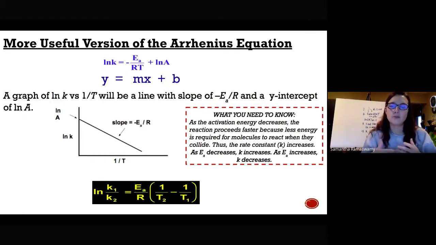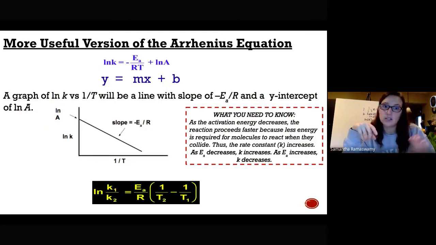The faster the rate, the larger your rate constant. So as activation energy decreases, K actually increases. As you have a smaller activation energy, you have a faster rate and a larger rate constant.